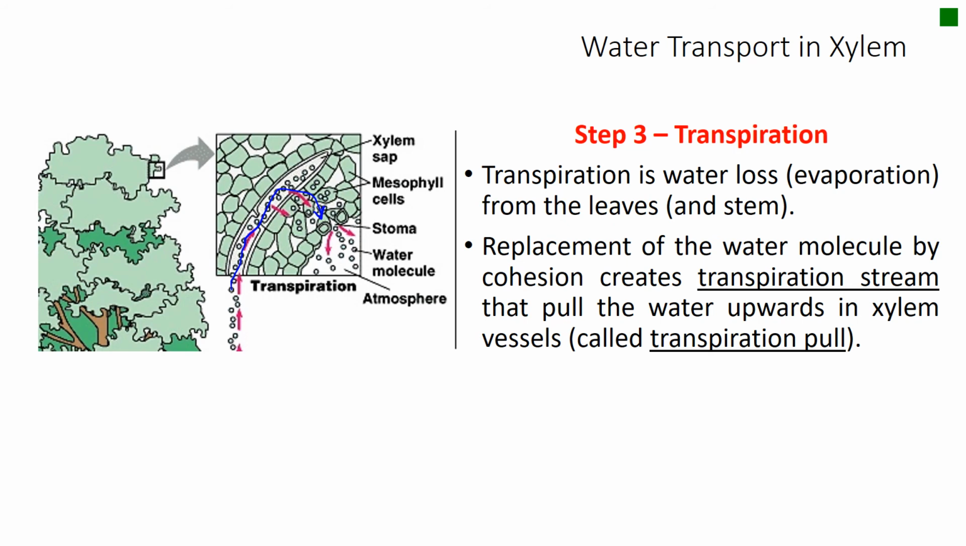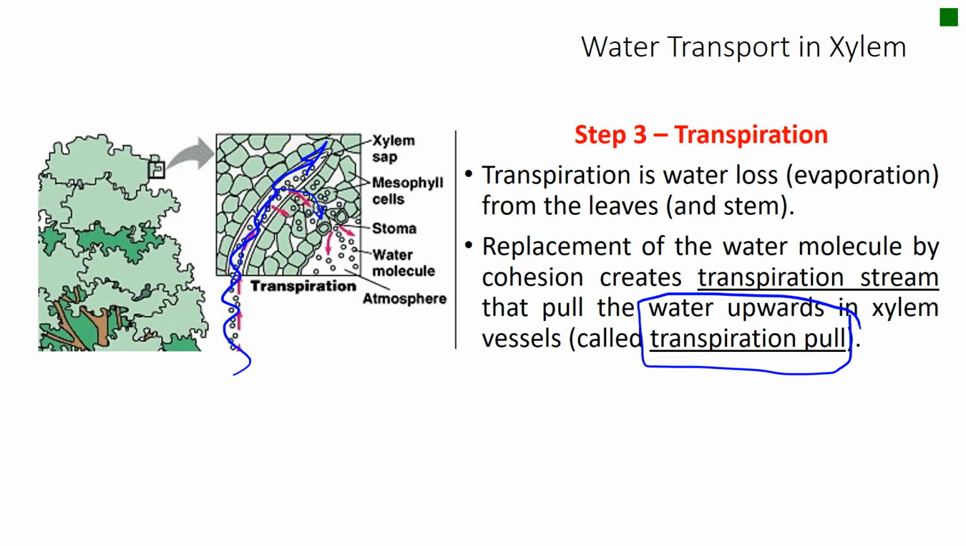Replacement of water molecules by cohesion creates the transpiration stream, or the stream of water that is moving up to the leaves, and it will pull the water upwards in the xylem vessels, and this kind of pull is called transpiration pull. So let's summarize a little bit.